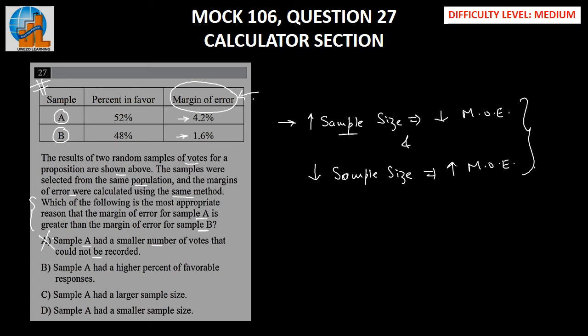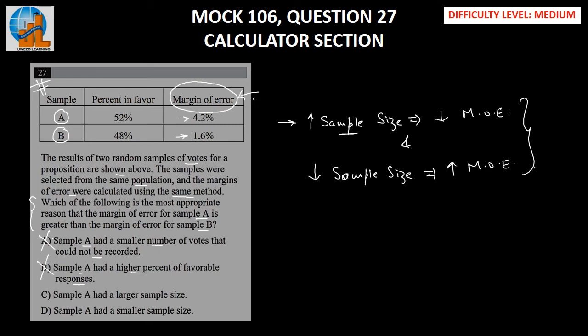Let's go to option B. Sample A had a higher percentage of favorable responses. Again, the margin of error will not depend on whether the percentage of favorable responses is higher or lower. Hence we can eliminate option B as well.